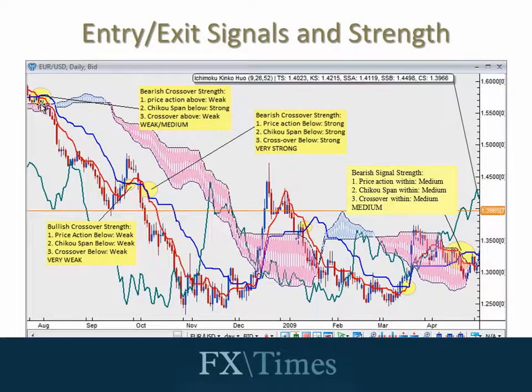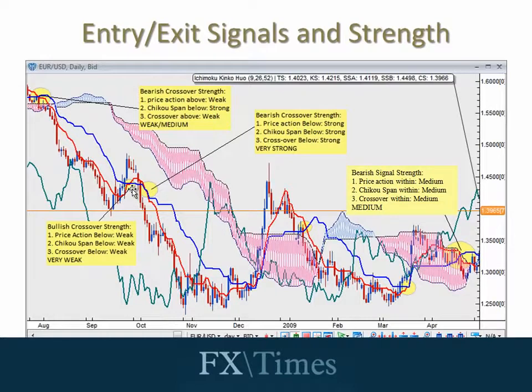The Chikou span, which goes back, you have to look back to the left side of this chart. You don't see it, but take my word for it. It was below the cloud, and that means it's a strong bearish signal. The third factor, where the crossover occurred, is actually above the cloud, so it's a weak signal. So you have three different factors telling you sort of a mixed signal here. Therefore, the signal is weak to medium, or you could argue it's medium.